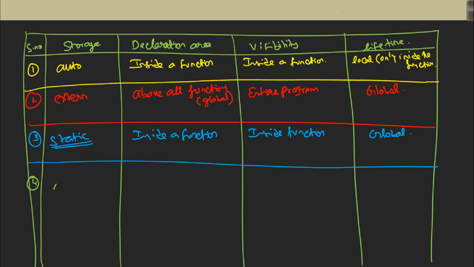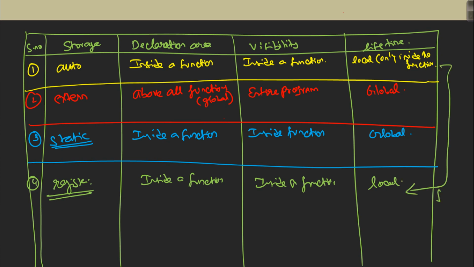And then the last one is register. It is declared inside a function. Again, visibility is inside a function, and the lifetime is local. So it is very similar to auto. It is very similar to auto.